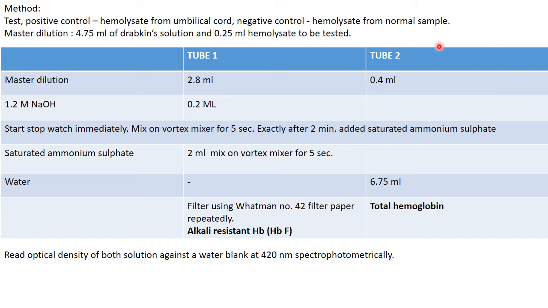That is tube 1. In tube 2 we have just added 0.4 ml of master dilution, and to that you will be adding 6.75 ml of water. This tube measures total hemoglobin. Now read both the solutions' optical density against water as blank at 440 nanometer spectrophotometrically. The cuvette used for reading should be carefully cleaned before use. All precautions should be taken and the reading must be done.